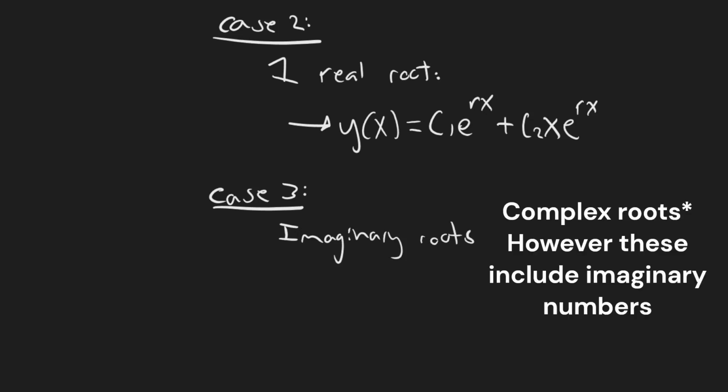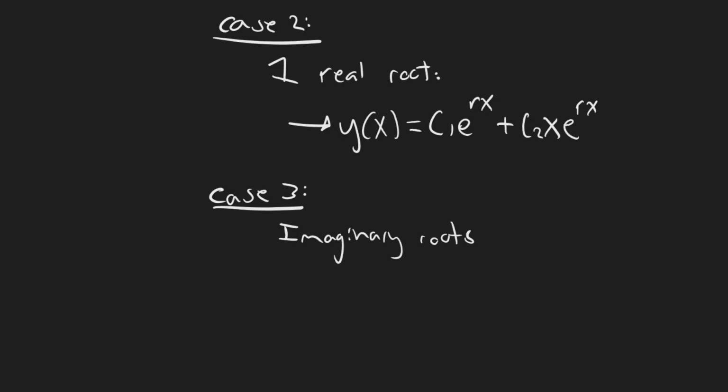And so typically this happens because of the quadratic formula, because if you remember, the discriminant is the square root of b squared minus 4ac. And so if b squared is less than 4ac, then you're taking the square root of a negative number, and therefore you have some form of an imaginary number. Now if that happens, then you're left with roots in this form: alpha plus or minus beta i.